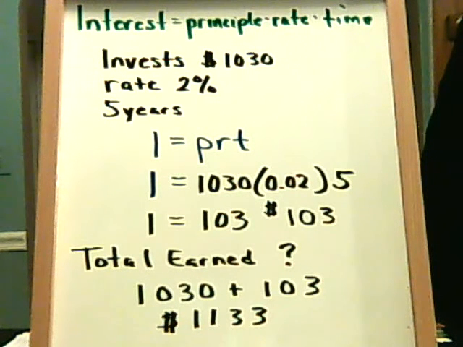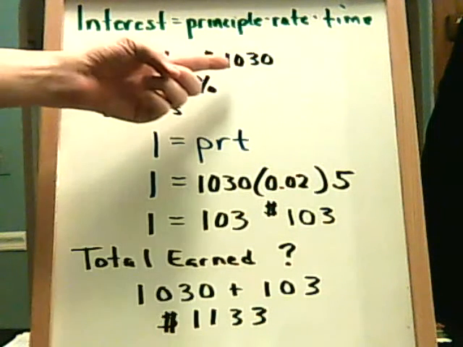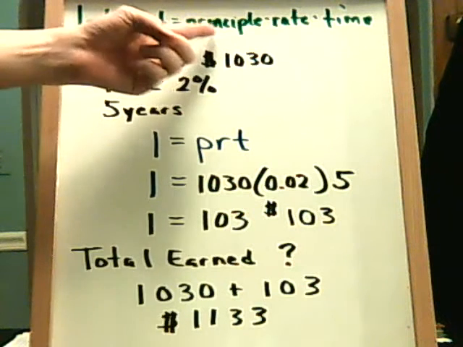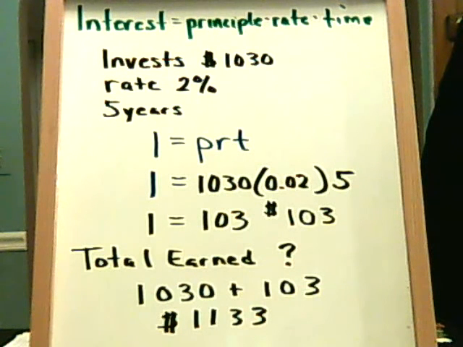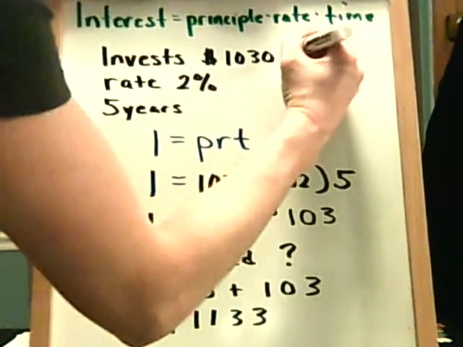It says Oliver invests $1,030 in an account earning a simple interest at a rate of 2% for 5 years. How much interest does he earn? Okay, so the 1,030, that is the principal. The amount that you invest, the amount that you borrow, whatever it is, the large amount of money that you start with is the principal.